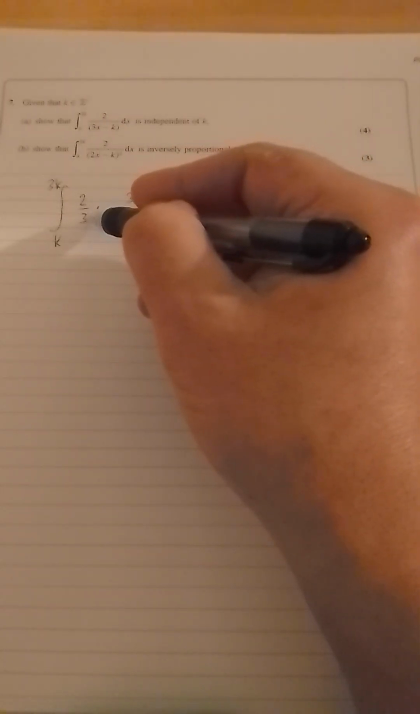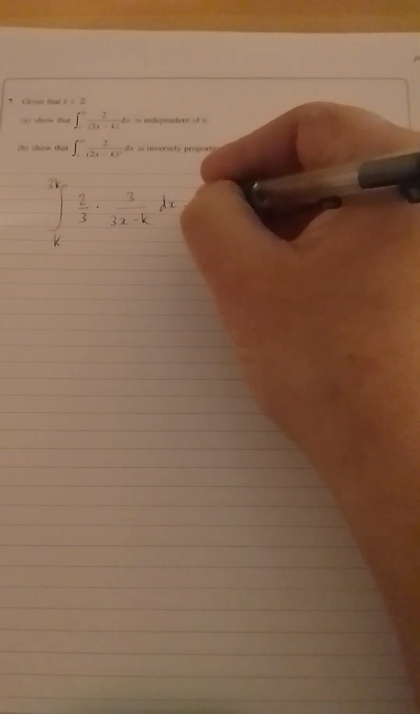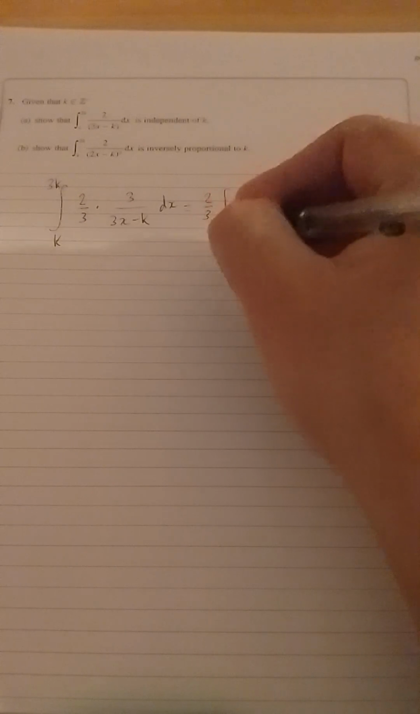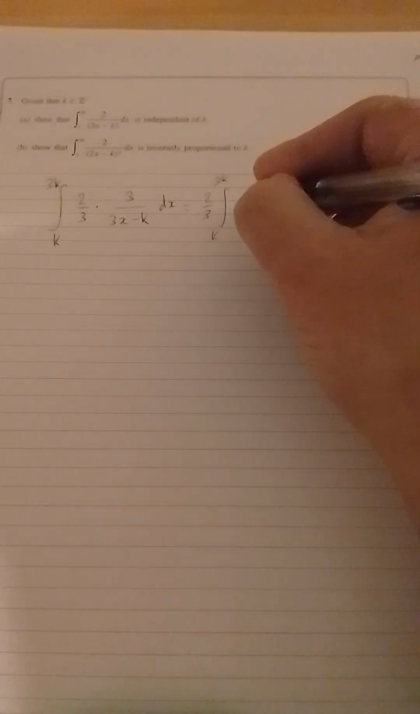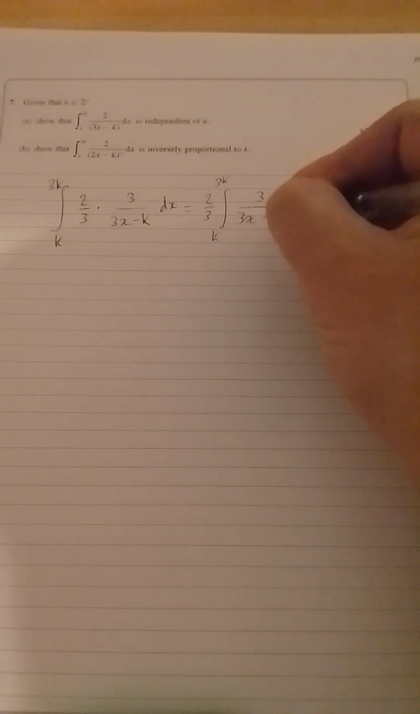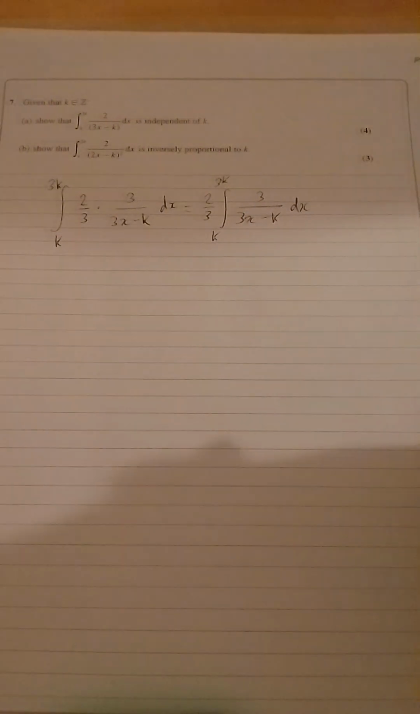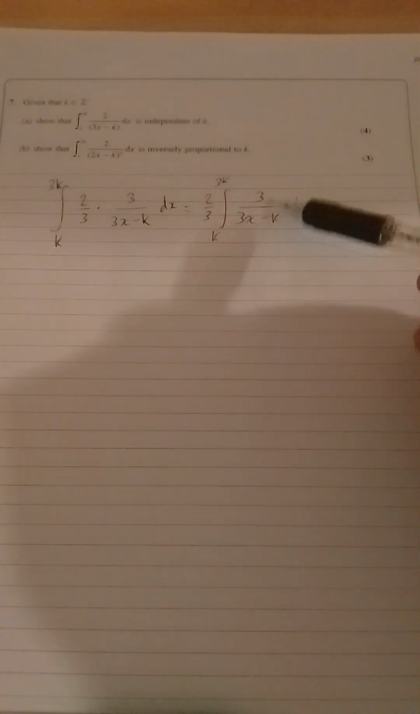But of course that would be different from 2 over 3x minus k, so we need to multiply by 2/3, and the limits stay the same. Now, this 2/3 is multiplying the whole integral, so we can actually move it outside of the integral. So this is the same as 2/3 of the integral written like this.